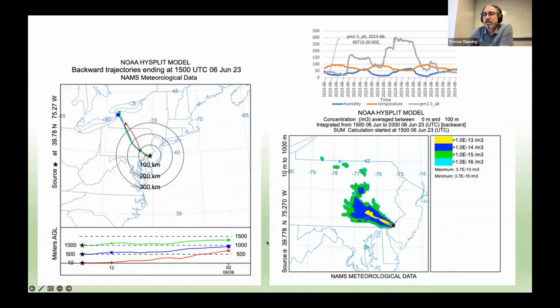Here, this is meters above ground level, so this is where in the atmosphere you are height-wise. And then you can see the distance. So this is at 3 p.m. You read it from this point forward.